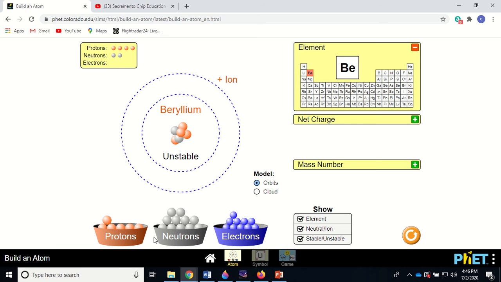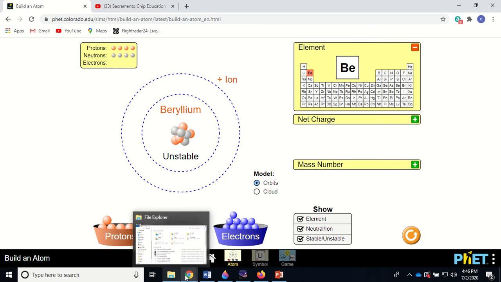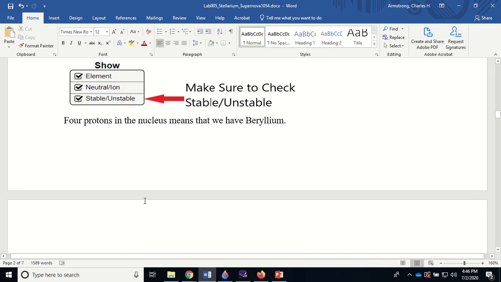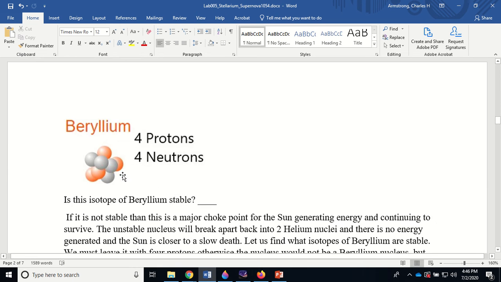Okay, Be, beryllium. Now it's unstable, so you're going to keep adding. Oops, it's still unstable. Oh, you had to add a 5th one to get it to be stable. Okay, the problem is that's not the one that's going to come about when you put 2 heliums together. So we get an unstable beryllium.